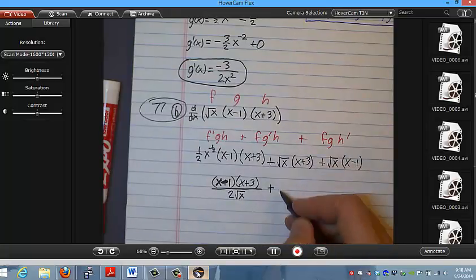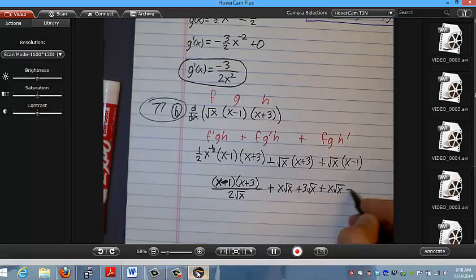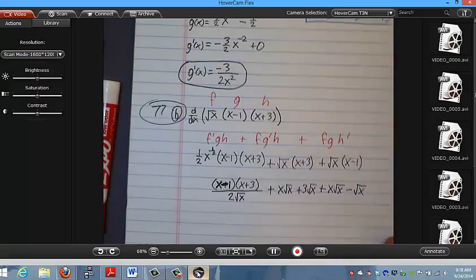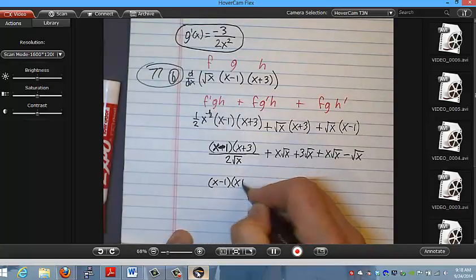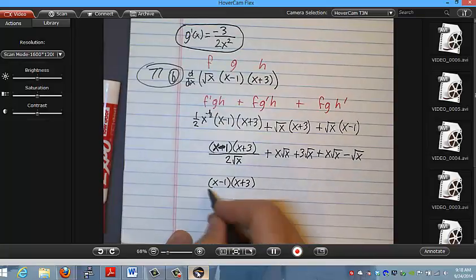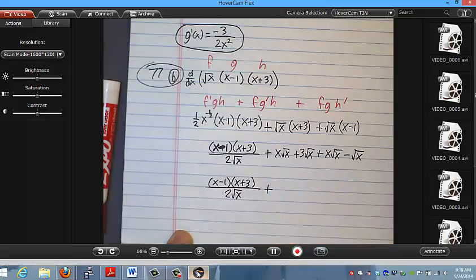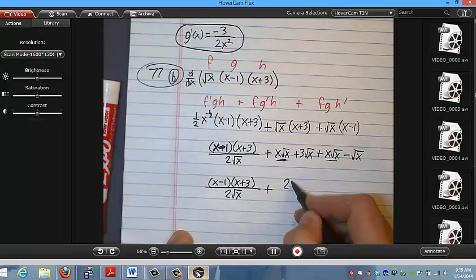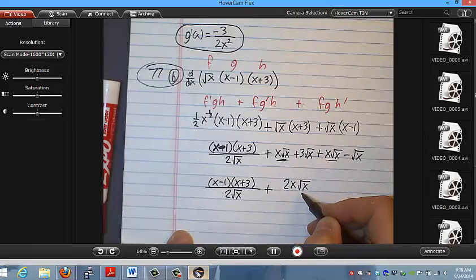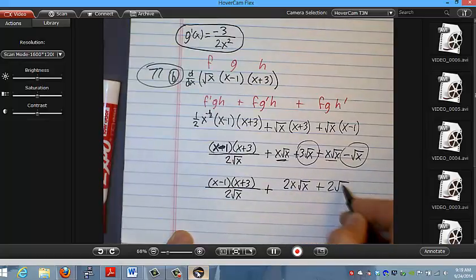let's distribute. I would have x square root of x plus 3 square root of x plus x square root of x minus square root of x. Okay, so now I'll correctly write it as a minus. X minus 1 times x plus 3 over 2 square root of x plus, well, what do you get when you add x square root of x and x square root of x? You get 2x square root of x. And then what about here? I get plus 2 square root of x.